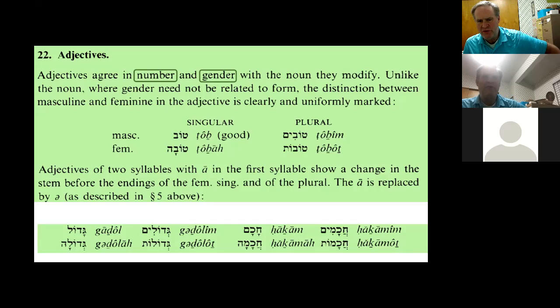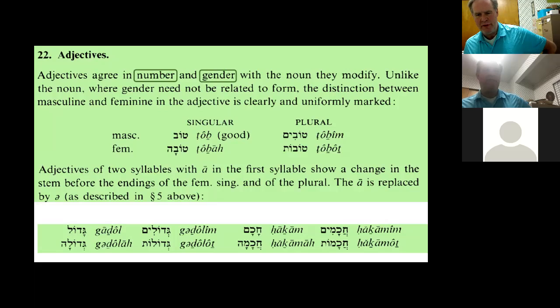So let's repeat those four words together. So we'll do masculine singular. For a guy would be tov. For a girl would be tova. A bunch of guys, a bunch of people would be tovim. A bunch of ladies would be tovot.